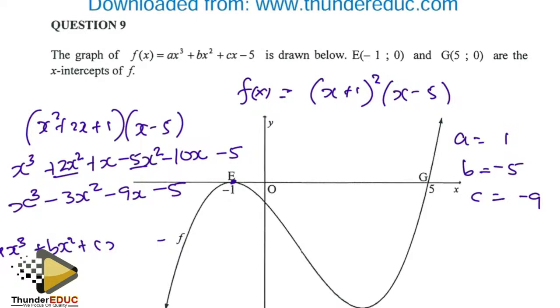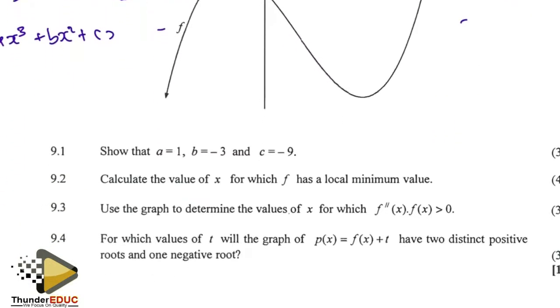Why is everything in minus minus? Does it make sense? Most probably. So the a is 1, the b is negative 3, it's not negative 5. My apologies. c is negative 9, and then d is negative 5. So that is how we would have proved that.